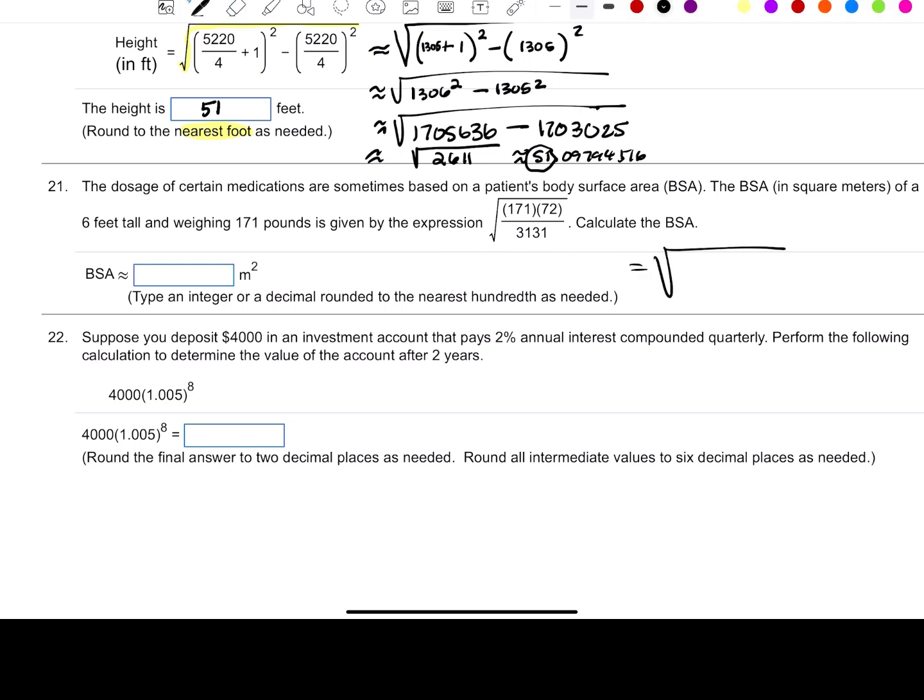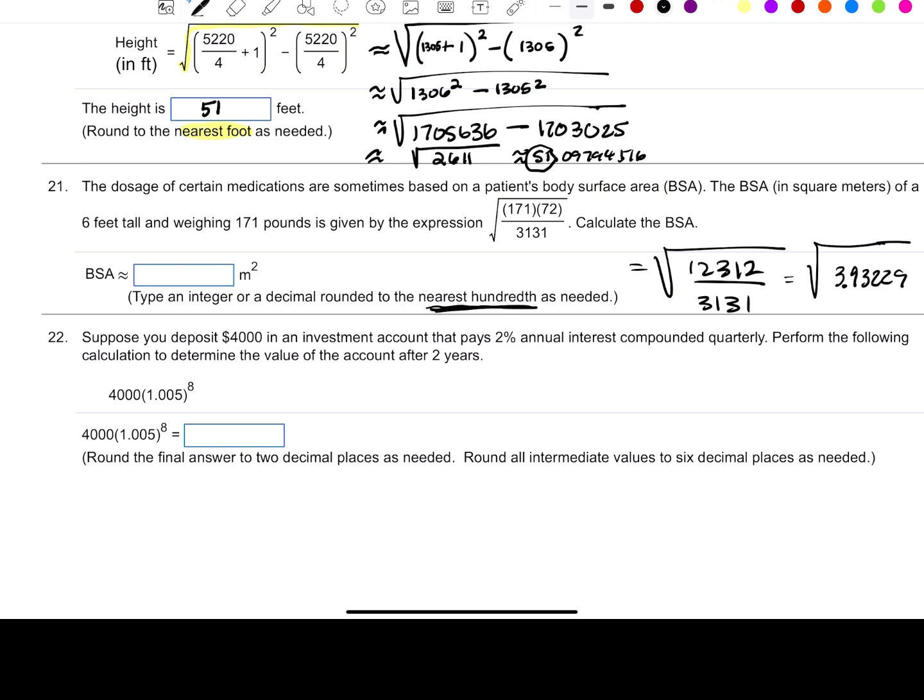So I'm going to go ahead and do 171 times 72. That gives me 12,312. Divide that by 3131. And that gives me 3.93229. And look, that's very close to 4. And let's see, but they want it to 2 decimal places, to the nearest hundredth.